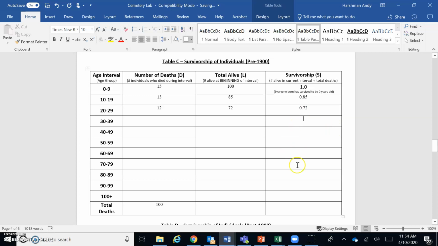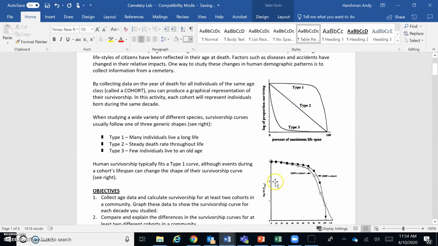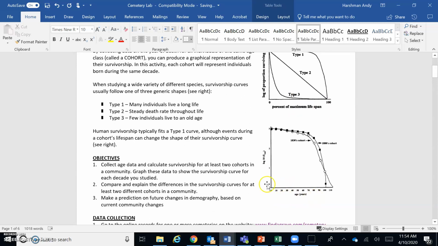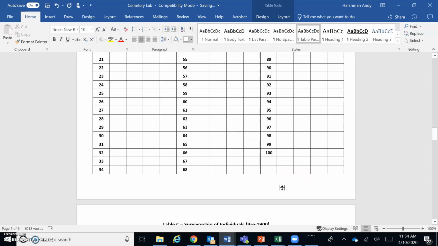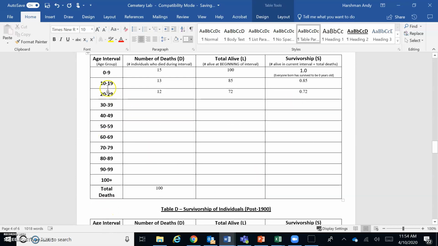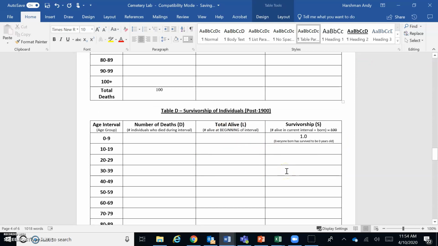All right, so what do you graph when you're done with these? You're going to go back up to the beginning. This is the graph you're going to make. So you're going to have age versus survivorship. Don't worry about making a log of it or anything like that. I don't care about it being a log. You just put the age interval on the bottom, not the actual age, just the age interval. And that's your x-axis, and your y-axis is going to be survivorship. So that would be 1.0, 0.85, 0.72, and as you can see, it's going to start to drop off just like those survivorships. And then you're going to compare that to table D, which is post-1900.